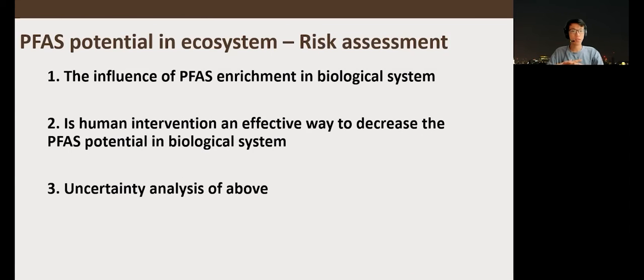After analyzing these factors, there are some further studies which can be improved. For example, consider the influence of PFAS enrichment in biological system, and if human intervention will decrease PFAS potential in ecosystem. Meanwhile, uncertainty analysis about those factors is also necessary.